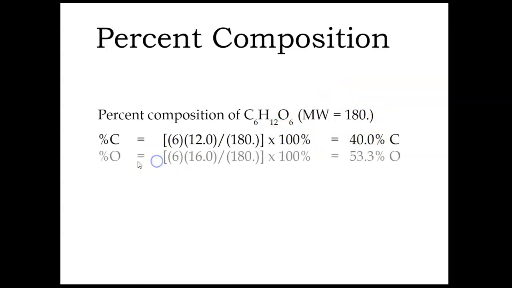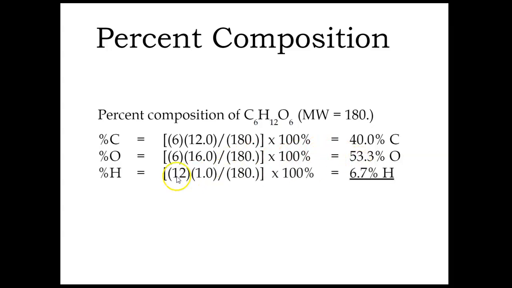Now let's look at the hydrogen, or sorry, the oxygen. I skipped over the hydrogen for right now. Let's look at the oxygen. Again, there are 6 of them, so 6 times 16, which is the weight of oxygen on the periodic table, over 180 grams times 100 gives you roughly 53.3%. All right, hydrogen finally. 12 times 1 over 180 times 100% gives you about 6.7.